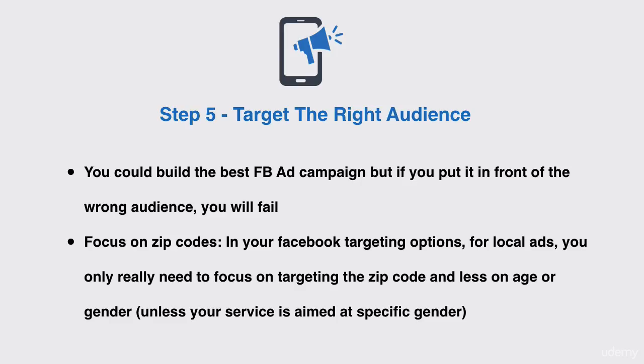Step 5, target the right audience. You could build the best Facebook ad campaign, but if you put your offer in front of the wrong audience, it will fail no matter what. For local Facebook ads, you just simply have to focus on zip codes. So in your Facebook targeting options, you only need to focus on targeting the zip code. In Australia, it's targeting the suburb code, and you focus less on age or gender unless you have a service that is specifically aimed at women or a specific gender.